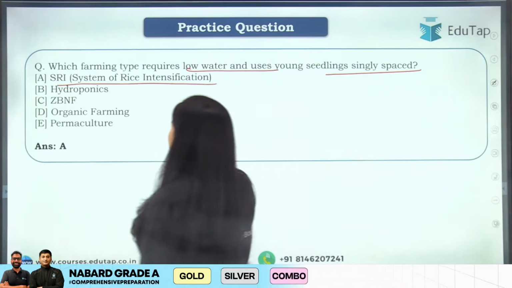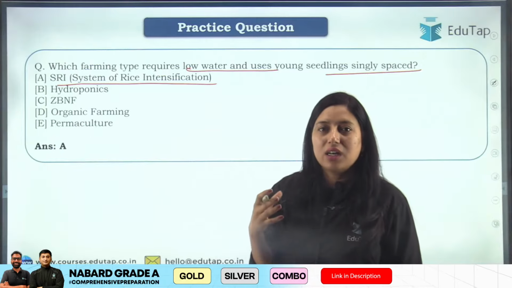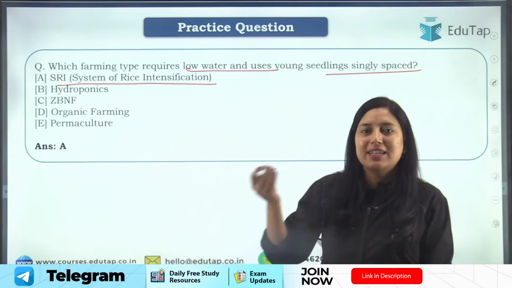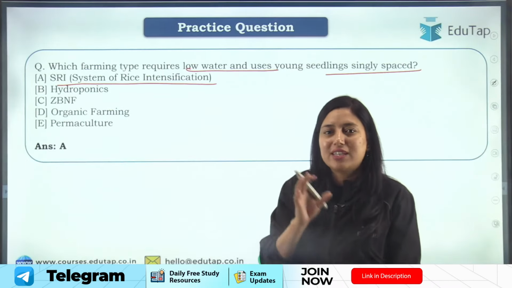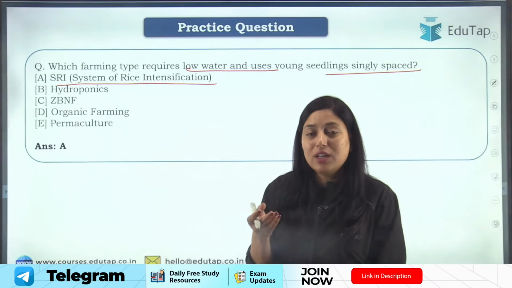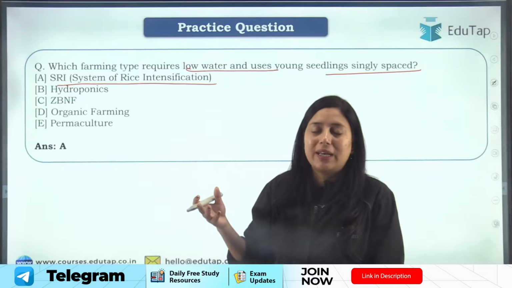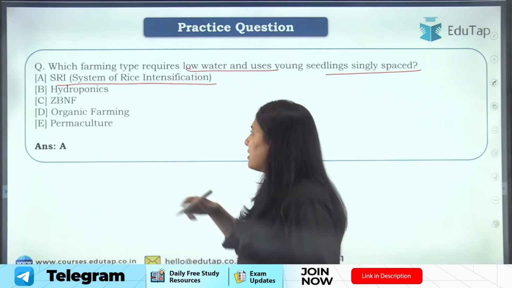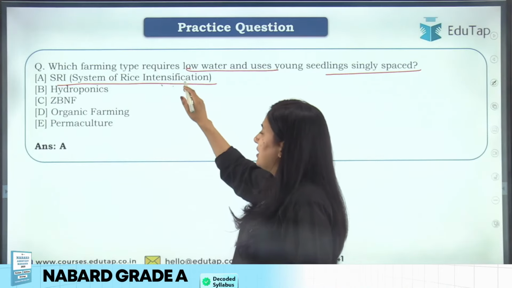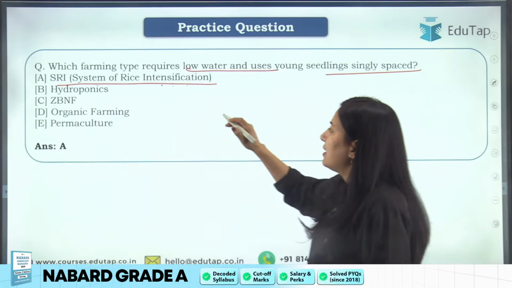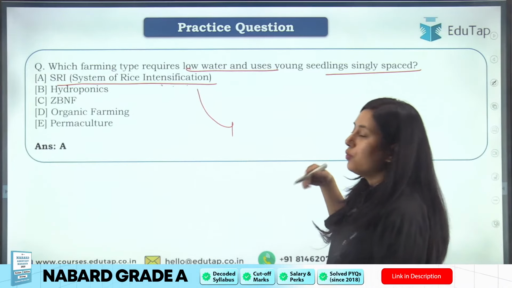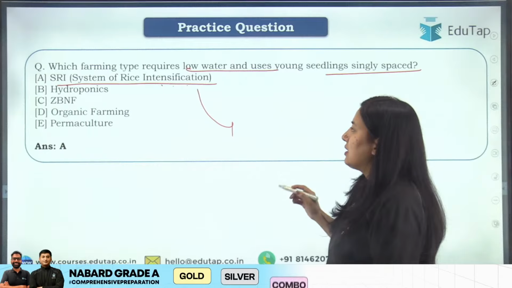Okay? What is SRI? Basically, it is a new technique of growing rice. Another technique of growing rice. Like transplanting, right? Transplanting is a technique through which rice is grown. Similarly, there is another technique of growing rice which is known as SRI. And the full form of this SRI is system of rice intensification. Okay, system of rice intensification. What happens here? What do we do, or what does the farmer do in this SRI method?